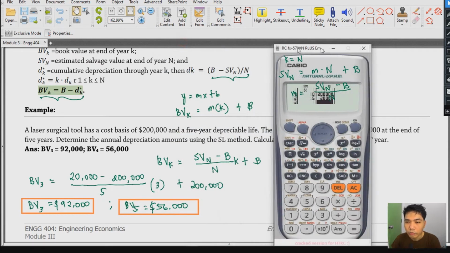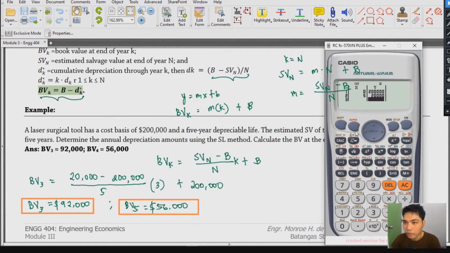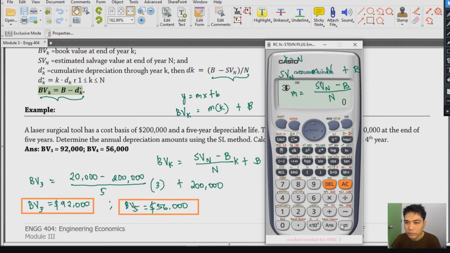So what could be the value after 3 and 4 years? You could just go to statistics again. Press shift 1, and then press 5 for regression, and since we need the y values here, just press 5, and then what could be the value at the third year? You could just press 3, and it should give you the answer, 92,000. How about for the fourth year? That is just 56,000.